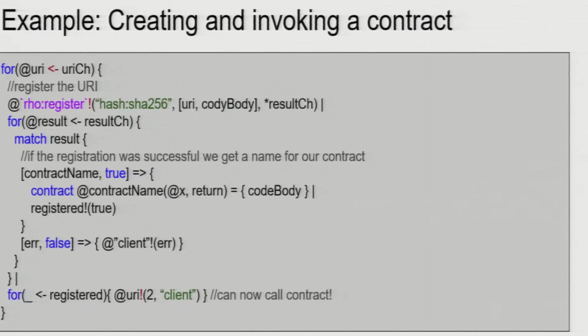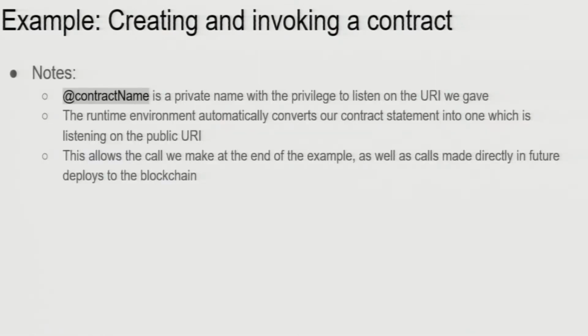I'm just going to skim over this because it's not super important. But the basic idea here is that when you ask the registry contract to register a name, what it gives you back is actually an unforgeable name that has the authority to write something to the tuple space that allows that contract to appear there. And the runtime will automatically strip out the unforgeable part so that it's just stored at the original public name. And then other people will be able to call it after that.